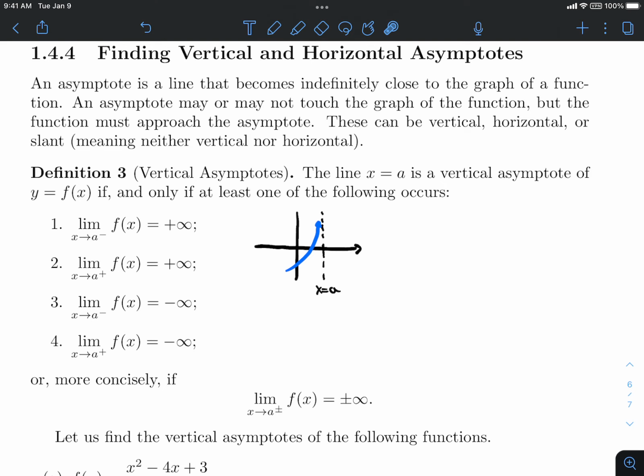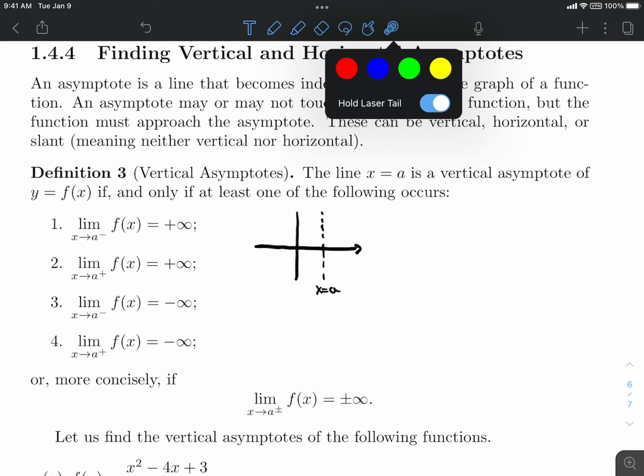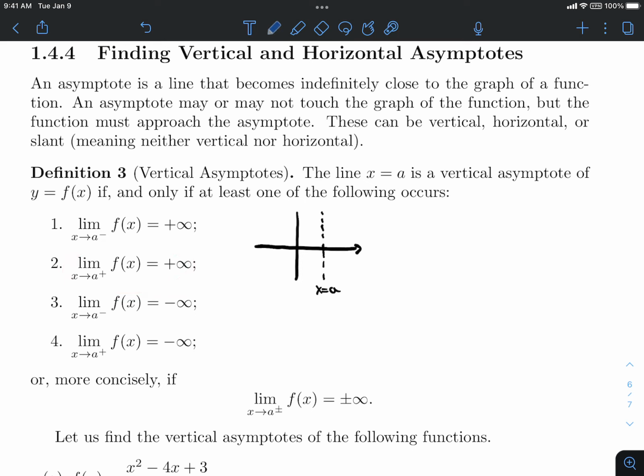On number 2, if the limit when x approaches a from the right is plus infinity, that also works. So that's what 2 says. And on 3, we're saying x approaches a from the left is minus infinity, so we're going down like that. And on 4, we're saying x approaches a from the right is minus infinity, so we're saying that. In all these 4 cases, we have x equals a as a vertical asymptote. So these are the only ways I can have a vertical asymptote.